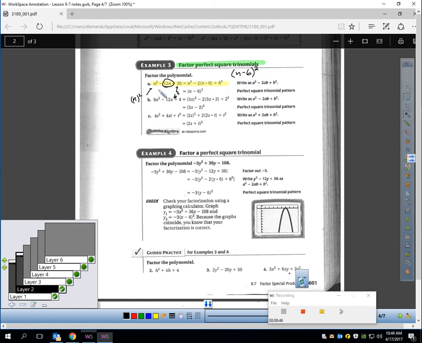Now, if you don't know the shortcut, it doesn't mean you're not going to get the answer right. What it means is you're going to have to just go and figure out what times what's 36 and adds up to negative 12 in the middle, and if it takes you 2 or 3 minutes to figure out the combination, that's what you got. So it's nice to know the shortcut. Okay? Same thing in part B.